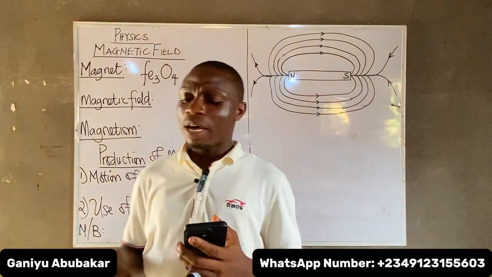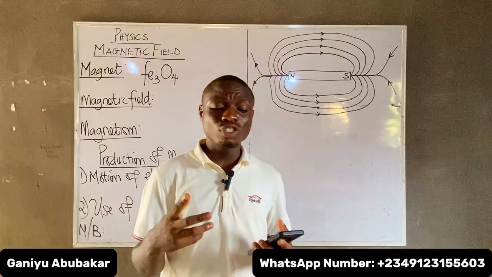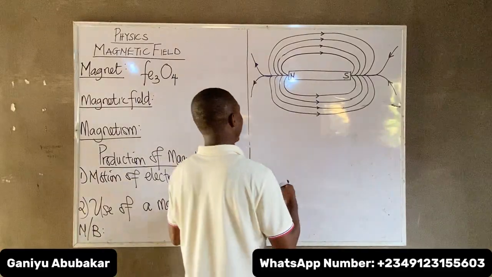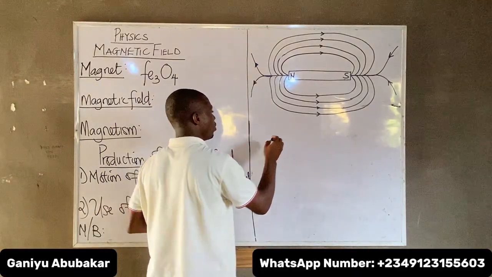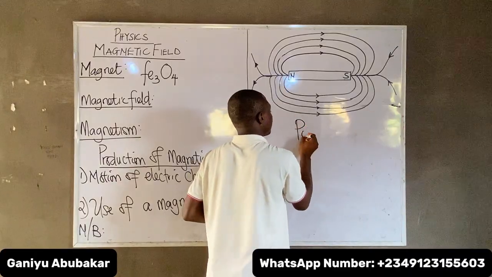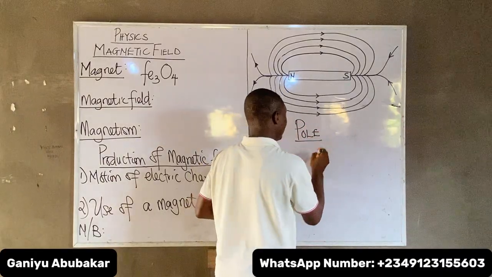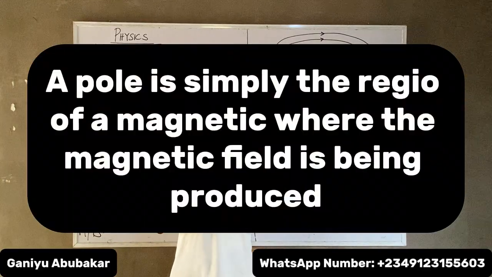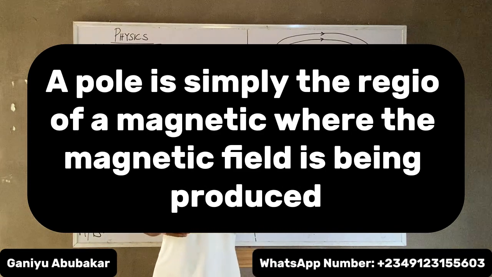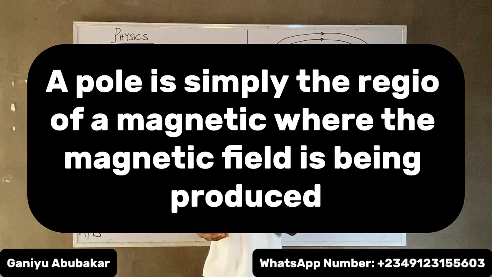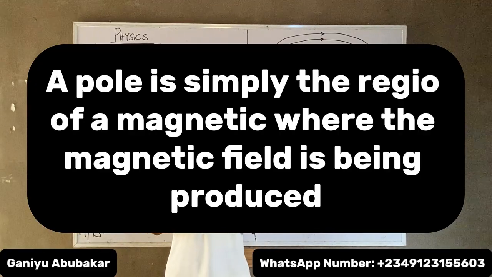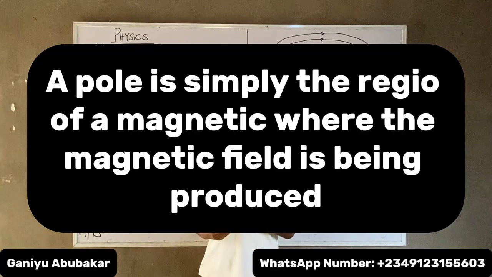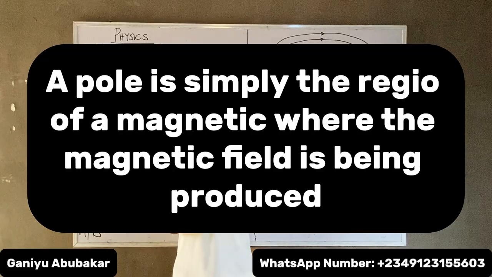Having said this, there is something I keep on mentioning, which is called pole. North pole, south pole. What's a pole? Let's look at another important concept called pole. Definition: a pole is simply the region of a magnet where the magnetic field is being produced.